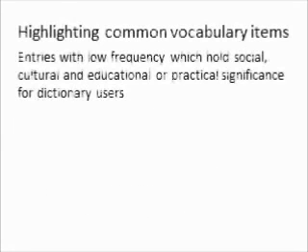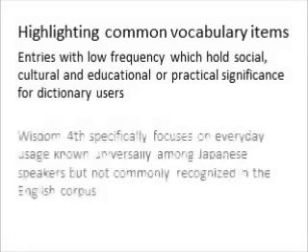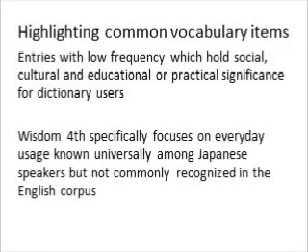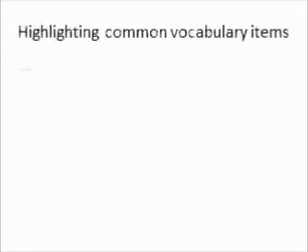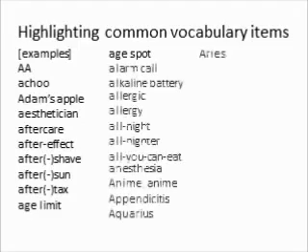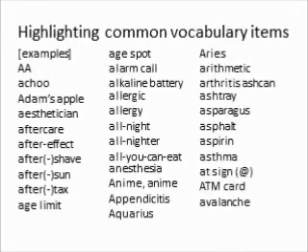The second point is setting a signpost for particular items. In Wisdom 4th, we created a special logo for entry words with low frequency but that have a social, cultural, educational or practical significance for target dictionary users, in this case, Japanese English learners. The slide shows some examples from the A section of the dictionary. For example, double A does not so frequently appear in a corpus, but this is the kind of word Japanese English learners want to learn.